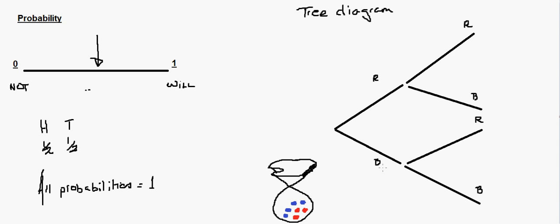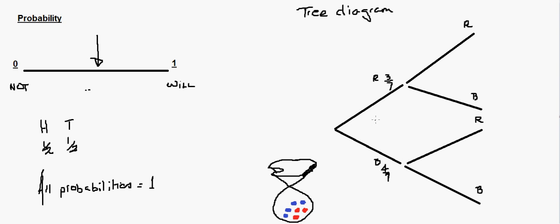So I can say here that if I chose a blue counter on my first choice, it would be 4/7. The probability of me pulling a red counter would be 3/7. And I know this is right because all probabilities add up to 1, so 4/7 plus 3/7, 7/7, is 1.